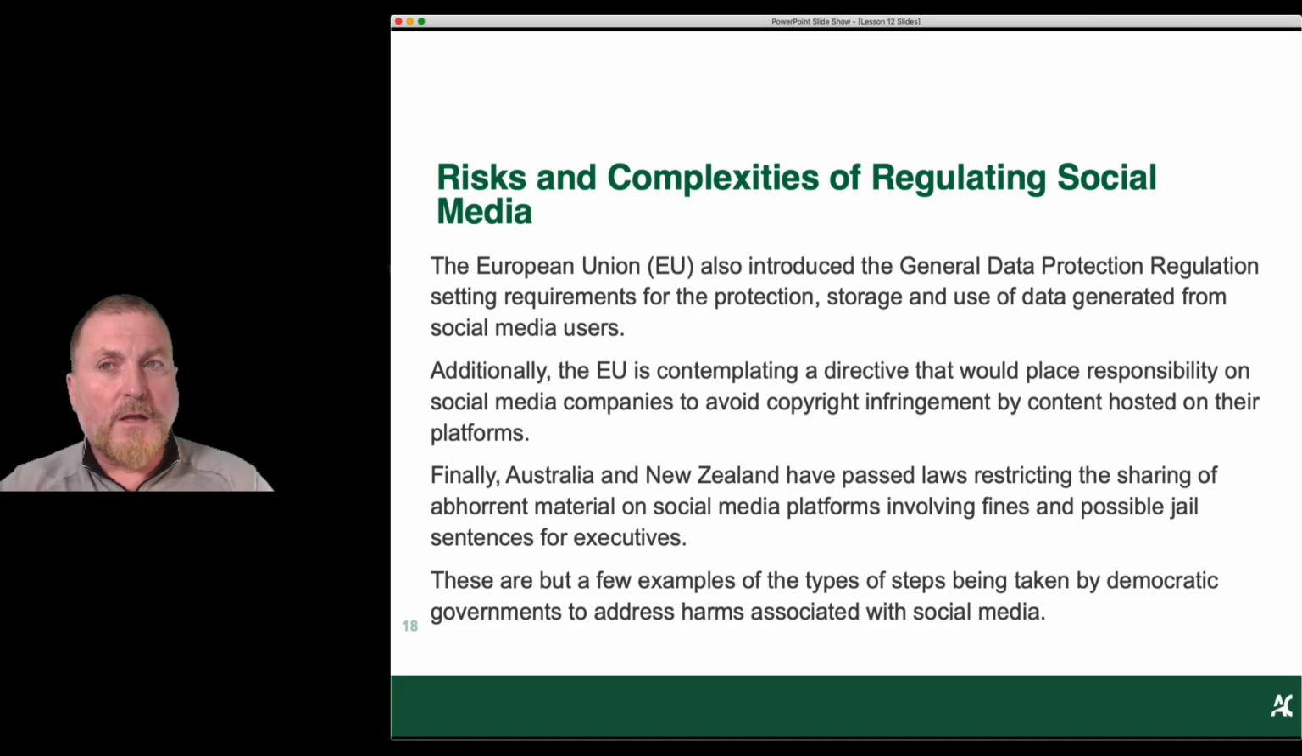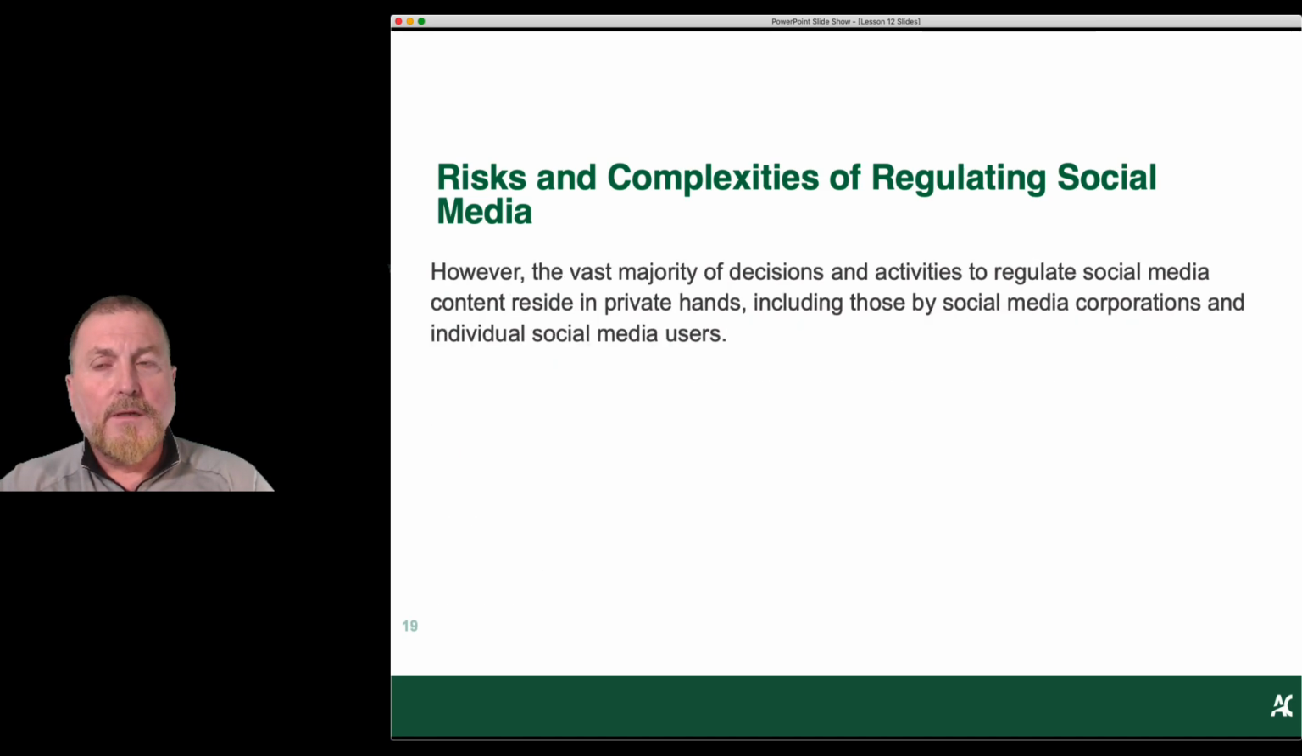And the EU is contemplating a directive that would place responsibility on social media companies to avoid copyright infringement, which is a less significant issue, but it just goes to show you they're taking a commercial approach to the regulation of social media. Finally, Australia and New Zealand have passed laws restricting the sharing of abhorrent material on social media platforms, involving fines and possible jail sentences for executives. These are but a few examples of the types of steps being taken by democratic governments to address harms associated with social media. Okay? However, the vast majority of decisions and activities to regulate social media content reside in private hands, including those by social media corporations and individual social media users.